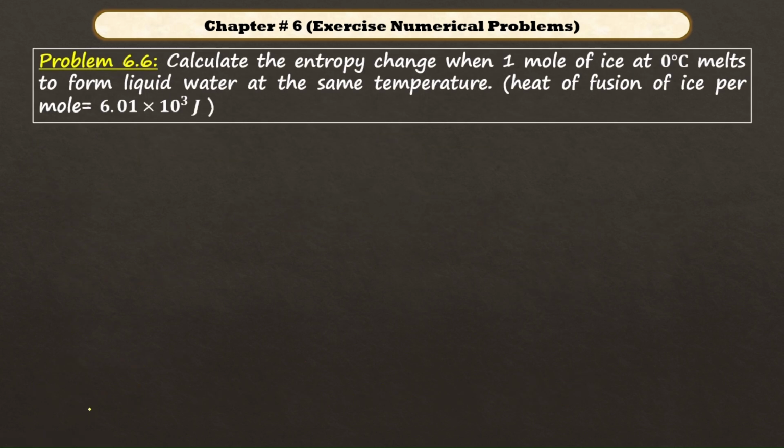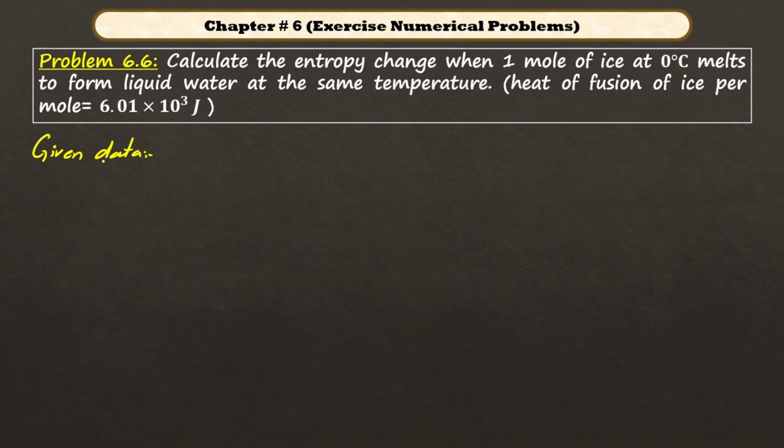Numerical number 6.6. Calculate the entropy change when 1 mole of ice at 0 degrees Celsius melts to form liquid water at the same temperature. We have to find the entropy change for 1 mole of ice at 0 degree Celsius. Heat of fusion of ice per mole is 6.01 into 10 to the power 3 joule, and heat of fusion is given, which is 6.01 into 10 to the power 3 joule.